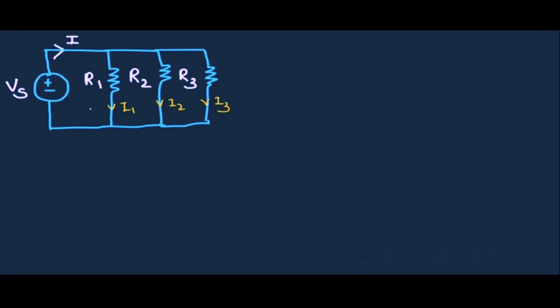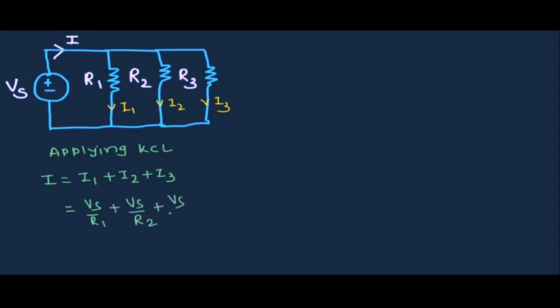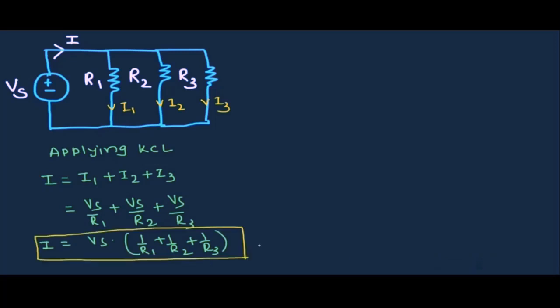So now here we can apply Kirchhoff's current law. Applying KCL, we can write I is equal to I1 plus I2 plus I3. Now using Ohm's law, we can write I1 as Vs over R1, I2 as Vs over R2 and I3 as Vs over R3. So we can write I is equal to Vs into (1 over R1 plus 1 over R2 plus 1 over R3). Let us say this is equation number 3.